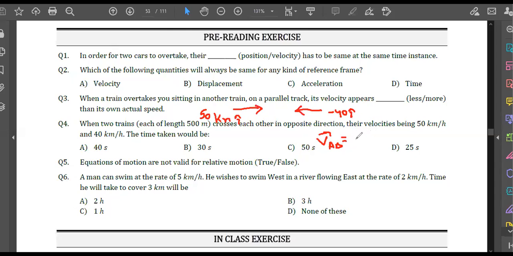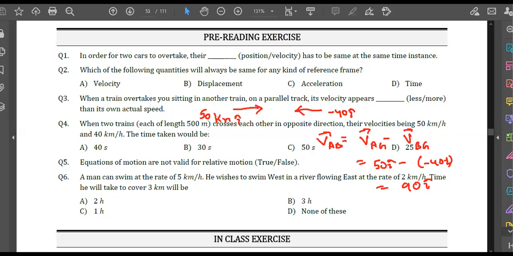Now if you think about vectors, it is velocity of A with respect to ground minus velocity of B with respect to ground. What is this? This is your 50 i cap minus, and this is minus 40 i cap. So it will be 90 i cap. Got it? Right, everyone?